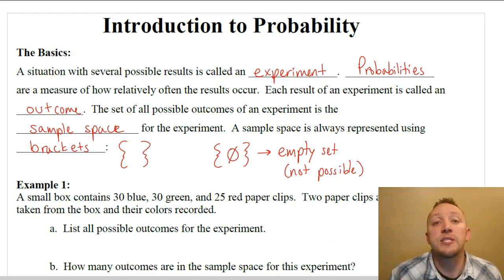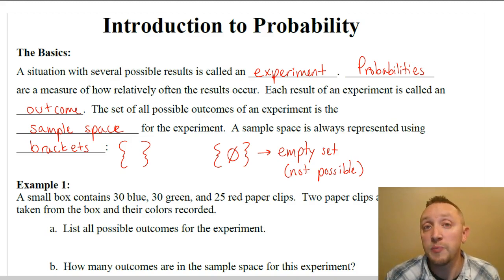So first off, as you can see above me here, it says a situation with several possible results is called an experiment. Makes sense? Probabilities are a measure of how relatively often the results occur. Each result of an experiment is called an outcome. The set of all possible outcomes of an experiment is what we call the sample space for the experiment.